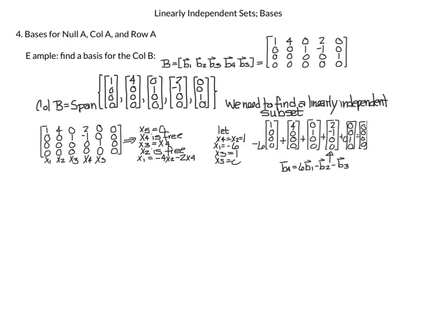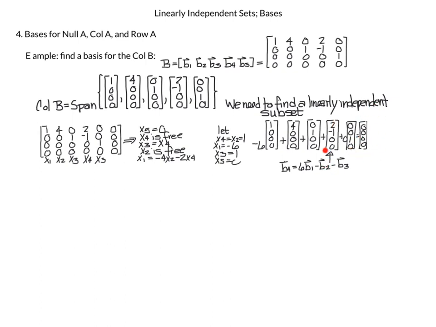My negative 6 times my first vector, 1, 0, 0, 0. My 1, because x2 is equal to 1, times my second vector, 4, 0, 0, 0. x3 is also equal to 1 times my third vector, 0, 1, 0, 0. My x4 is also equal to 1 times 2, negative 1, 0, 0. And then x5 is equal to 0 times 0, 0, 1, 0. And that will give me 0.